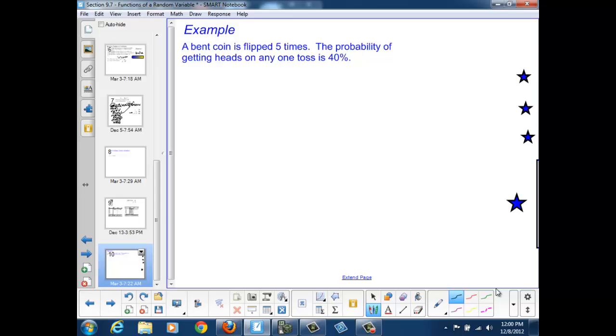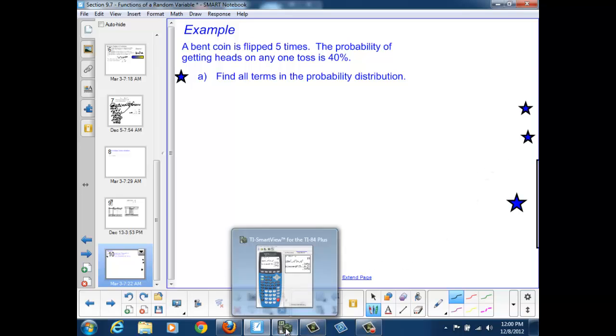Not bad. Now that we have this command, let's see how it can help us to answer broader problems. For example, here we have the bent coin again, and we're going to flip it 5 times. It's the same coin, so the probability of getting heads on any one toss is 40%, or 0.4. Our first task now is to find all the terms in the probability distribution. That means, what's the probability of getting no heads, and the probability of getting 1, or 2, or 3, or 4, or 5.